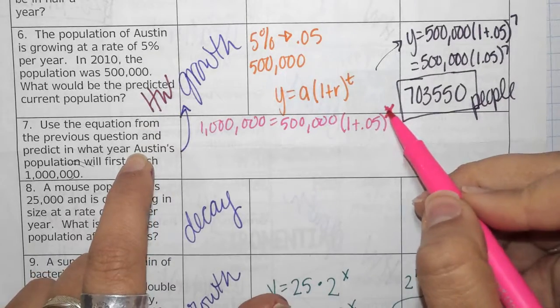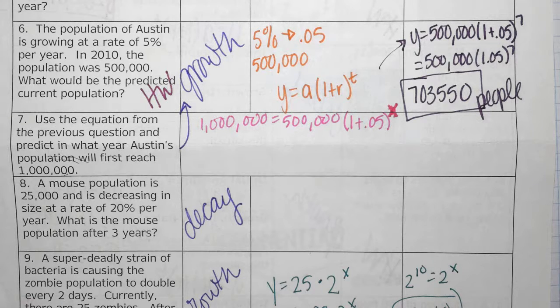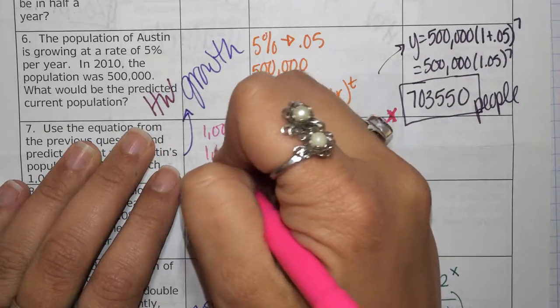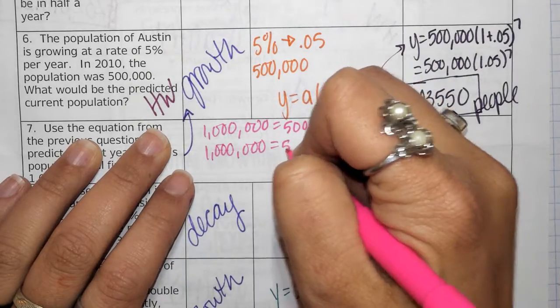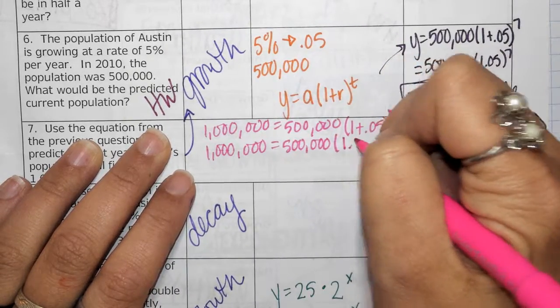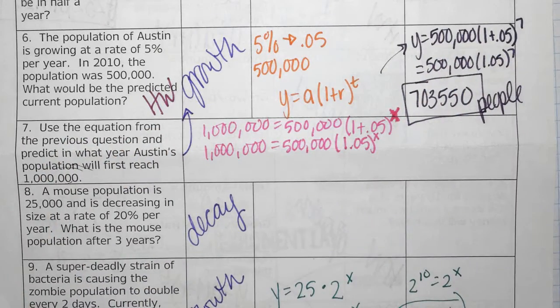And years is our exponent. So we don't have an exponent yet. Is everybody with me so far? Yes. All right, so then you have this right here, 1.05 to the x power. Now, how would we get rid of that 500,000 out front? What would we do? You would divide.